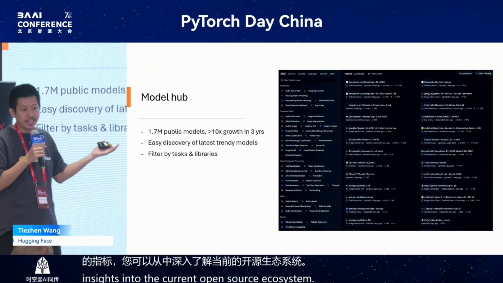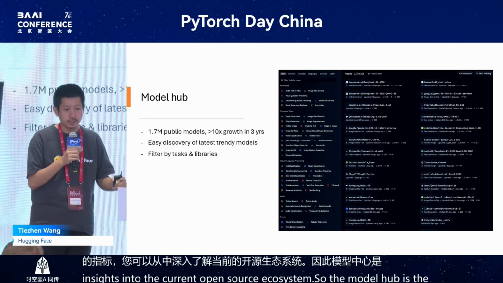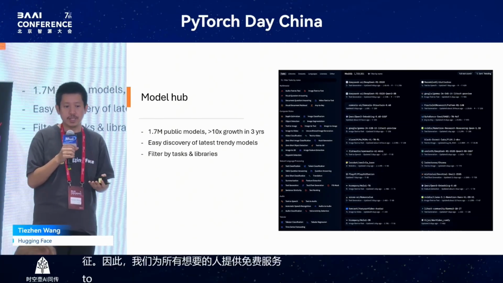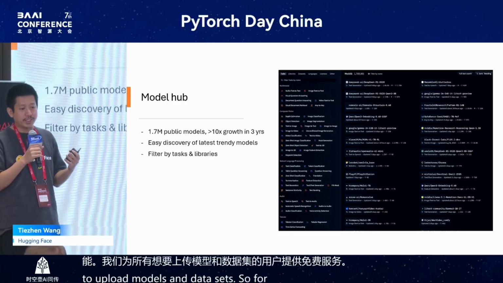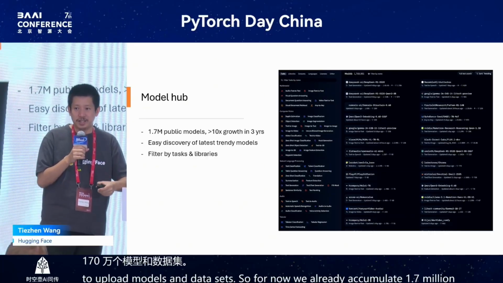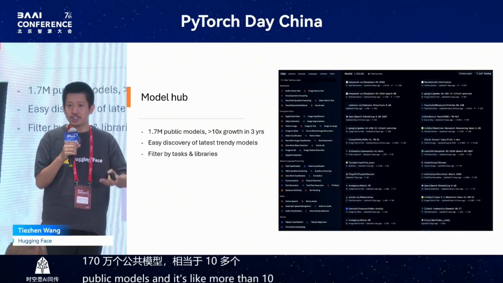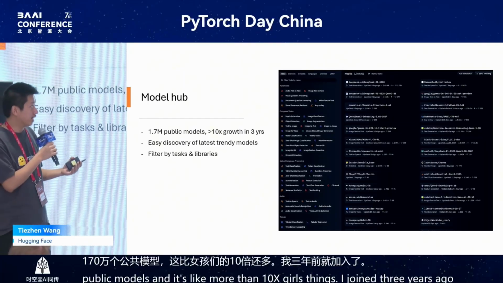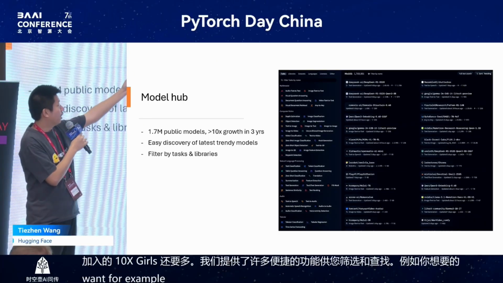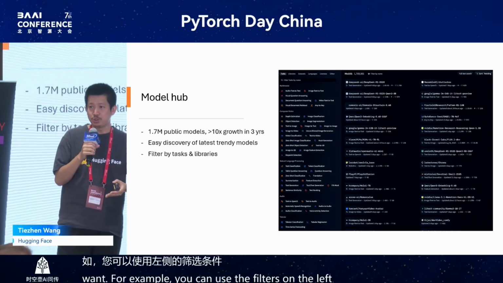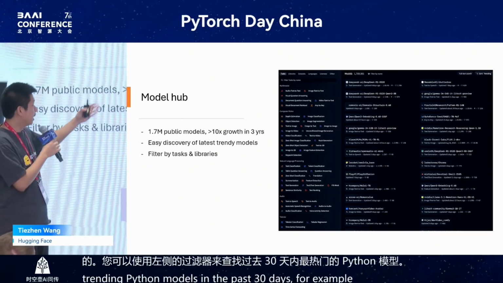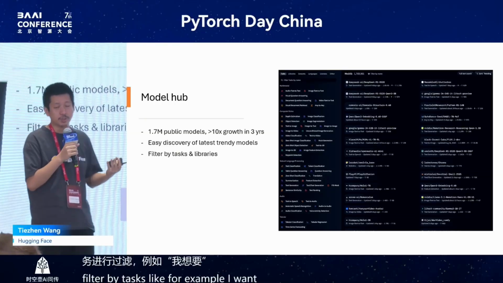So the Model Hub is the key feature of Hugging Face. We provide a free service to everyone who wants to upload models and datasets. For now, we have already accumulated 1.7 million public models, and it's more than 10x growth since I joined 3 years ago. We provide a lot of easy features for you to filter and find the models you want. For example, you can use the filters on the left to find the most trending PyTorch models in the past 30 days. And you can also filter by tasks, for example, if I want a large language model, etc.